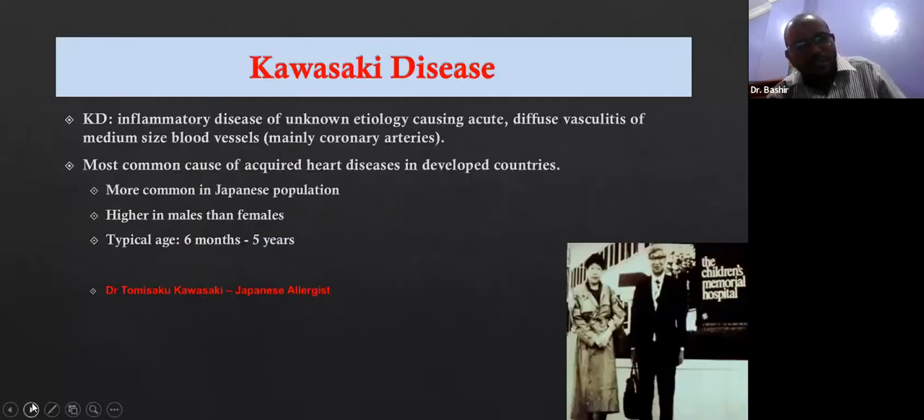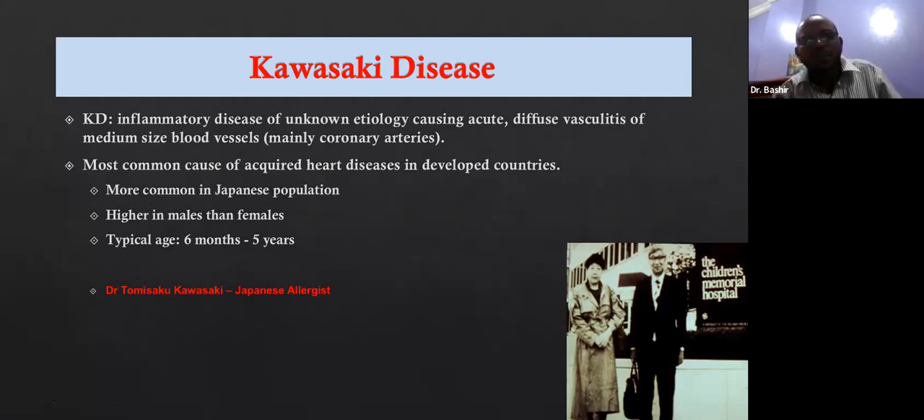Kawasaki disease, although it is not common, is a favorite exam topic. As we know, it is an inflammatory disease of unknown etiology, causing acute diffuse vasculitis of the medium-sized vessels, mainly the coronary artery. This is our issue, affecting the coronary artery, causing coronary aneurysm, coronary stenosis, and coronary thrombosis, and leading to ischemia and myocardial infarction.